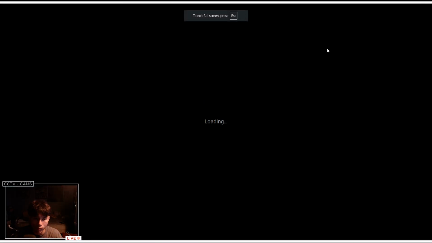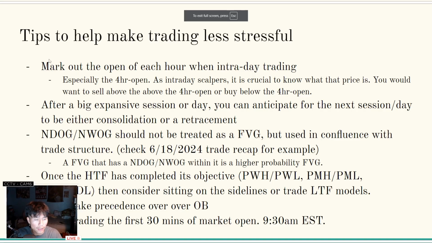So the first one is, you want to always mark out the opening price of each hourly candle when intraday trading. Mark out the open of each candle, especially the 4-hour open. As intraday scalpers, it is crucial to know what the price is. You would want to sell above any opening price, the hourly opening price, the 4-hourly opening price.